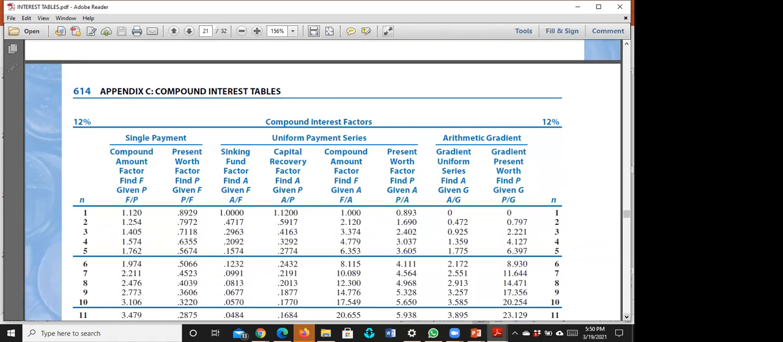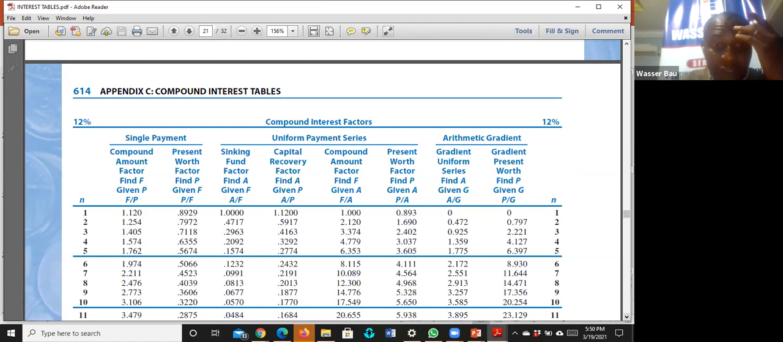0.2774 is the capital recovery factor. Find A given P. So we are telling how much minimum we can be saving every year to pay for the capital, to recover the money spent on the capital. As engineers, if you find that value, you also give your own markup. I mean, talking about it in a practical sense.